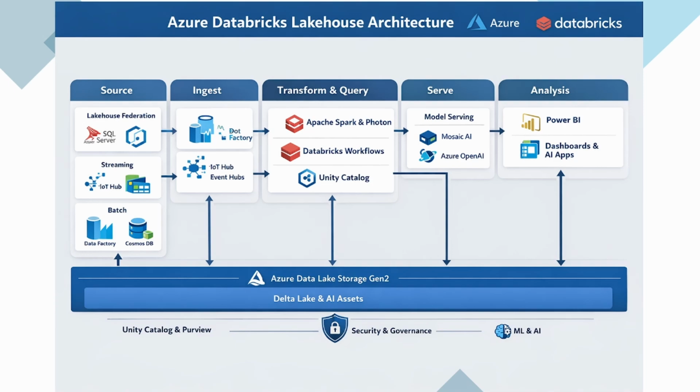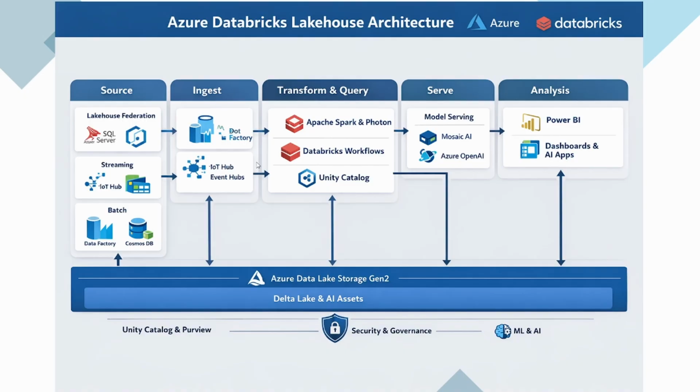Next stop, ingestion. This is how data gets into the platform, either physically or logically. There are two big patterns here, batch and streaming. For batch ingestion, Azure Data Factory or Databricks Lakeflow Connect are commonly used. These tools pull data from enterprise systems on a schedule and land it into cloud storage. For streaming, we're talking about real-time events: IoT Hub, Event Hubs, Kafka. Databricks Structured Streaming handles these streams continuously, so data arrives almost instantly.